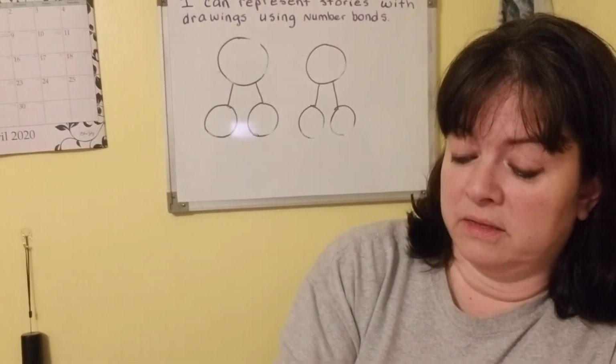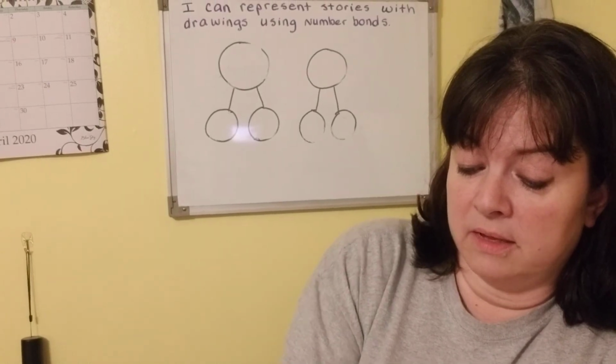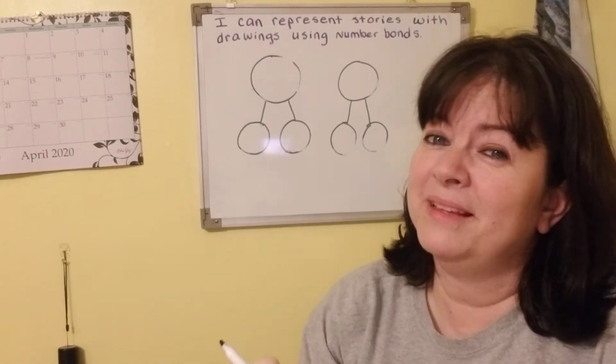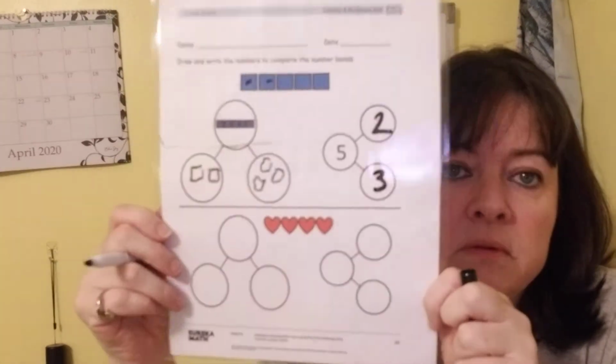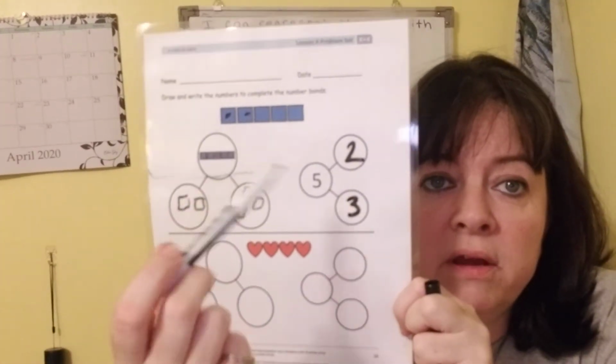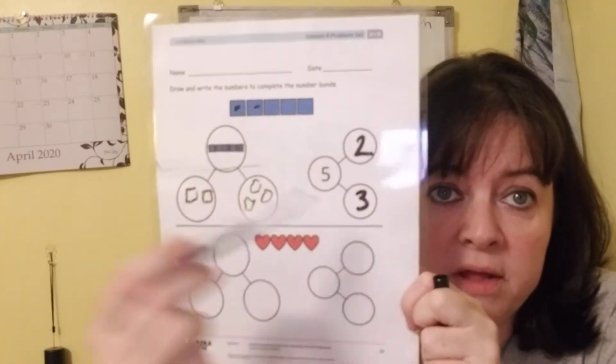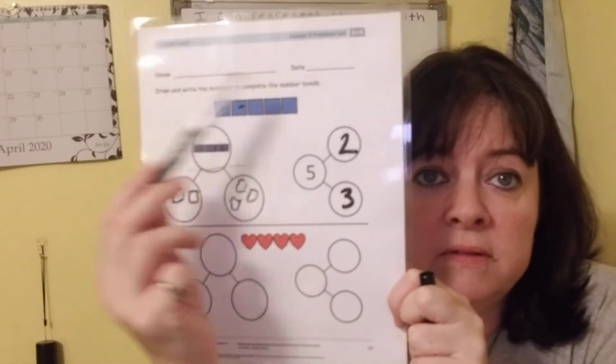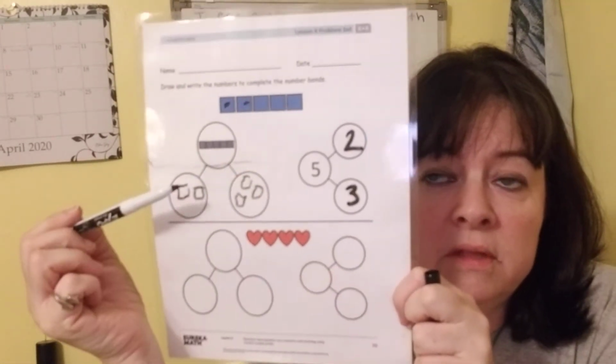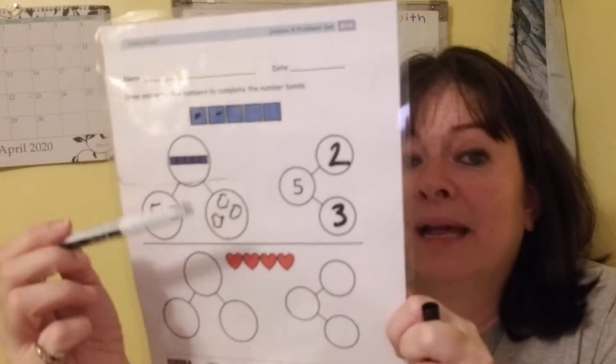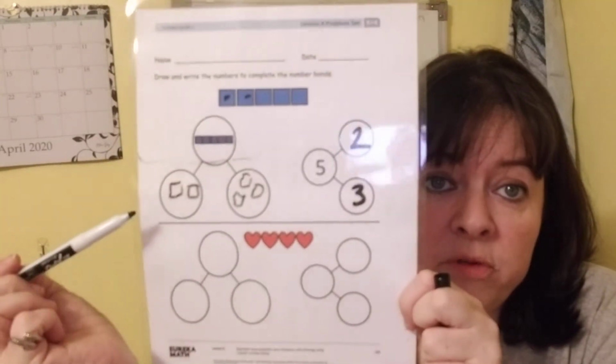But I'm going to write it like this because some things I can write upside down, some things I can't. So there is your 2 and 3. All right, so this is practice that we would have done in class. So this is us working through it together.